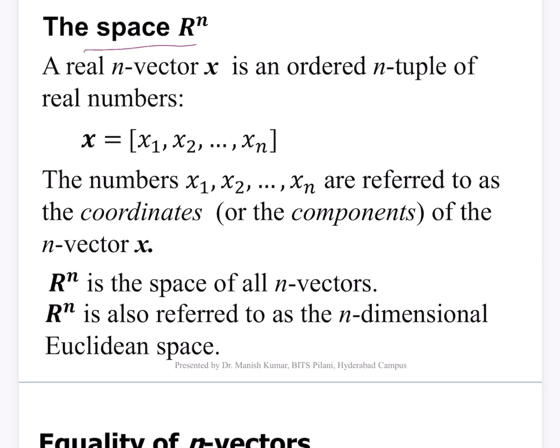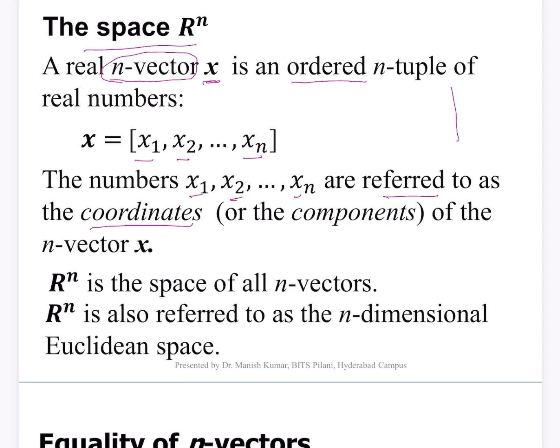The space Rn, we sometimes call n vectors. An n vector x can be of the form x1, x2, and so on up to xn, denoted as an ordered n-tuple of real numbers. The numbers x1, x2, and so on to xn are referred to as the coordinates or components of the n vector.